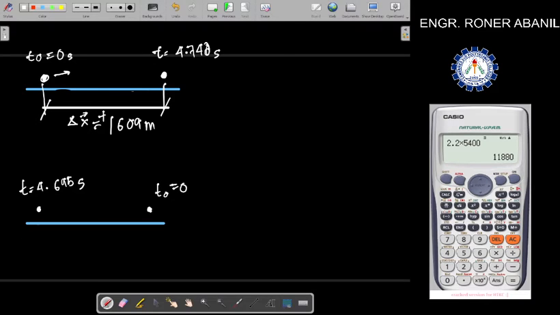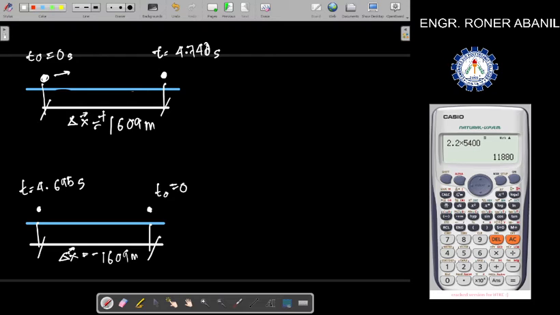Okay. So from here, syempre parehas pa rin yung distance. Kaso bumalik. So dahil sa pagbalik niya, naging negative na yung distance niya. So yung change of distance naman dito is magiging negative 1609 meters, kasi bumalik. So from left to right, positive. Right to left, negative. So parang ganyan siya, yung figure.